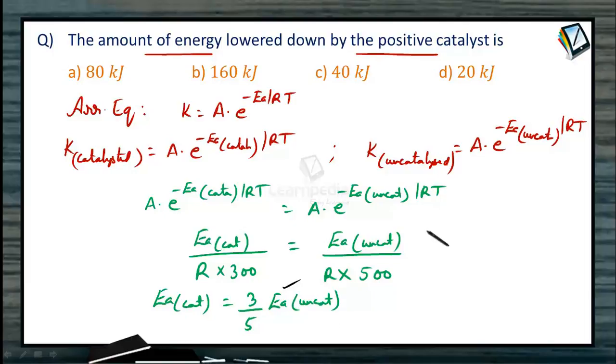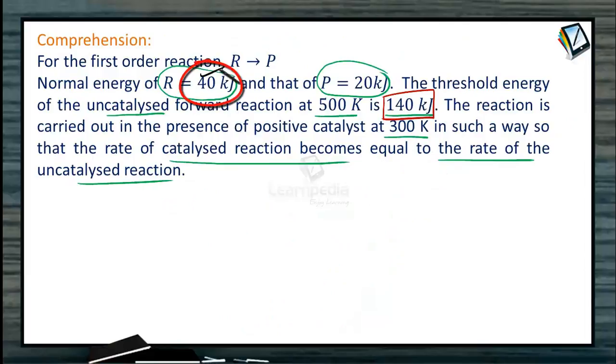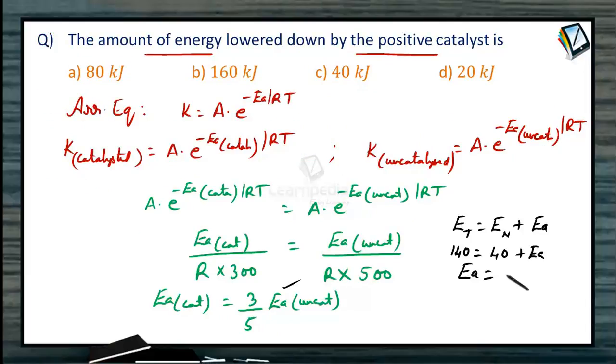Again we can use the same formula as that of the first objective, that is the threshold energy is equal to energy of the normal molecules plus activation energy, and we know that the threshold energy is equal to 140, and as we are talking about the forward reaction here, and the normal energy of the reactants is given as 40, so this becomes 40, and now we get the activation energy for the uncatalyzed forward reaction as 100, isn't it? This is 100 kilojoules. So substitute this value here. So this is equal to 3 by 5 of 100, and this value is equal to 60 kilojoules.